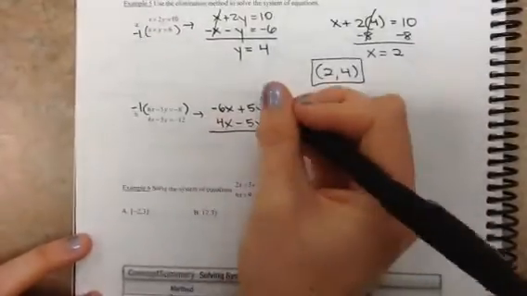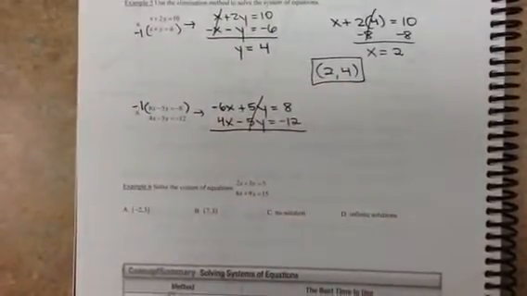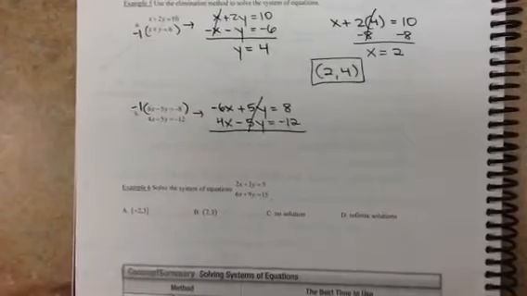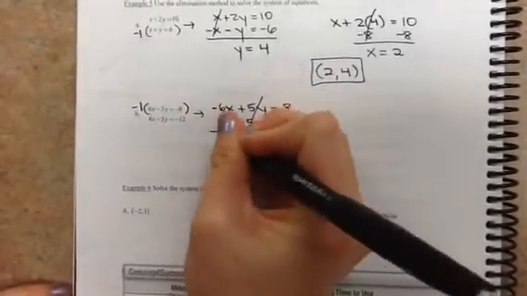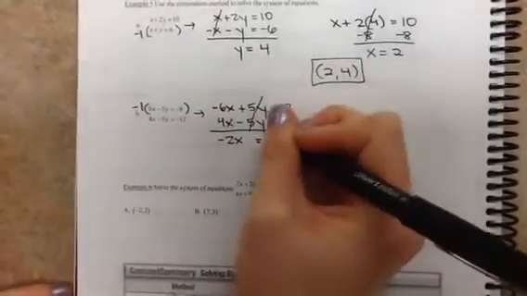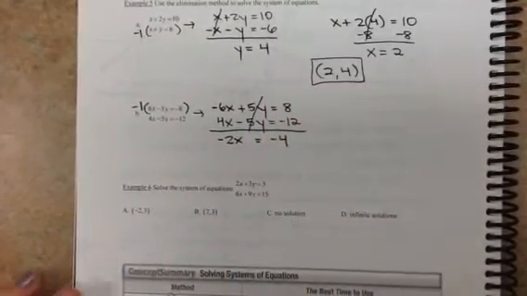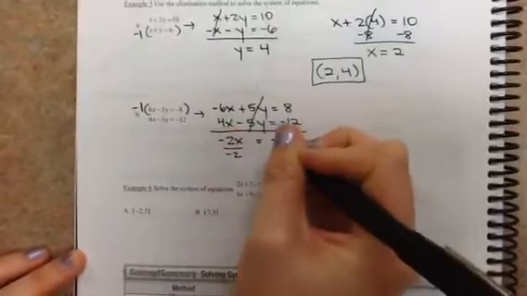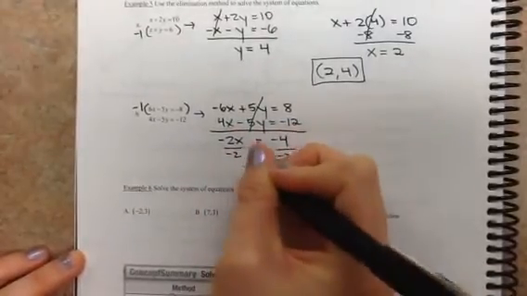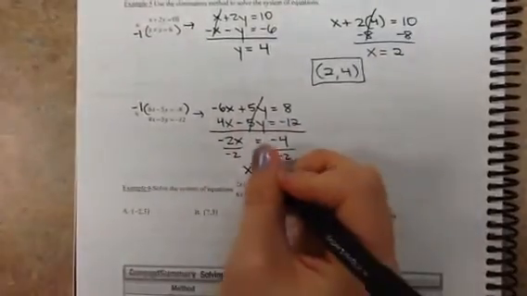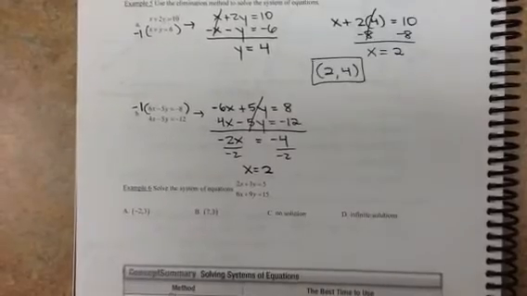Okay, so elimination, I lose the y's, and then add everything else up. So negative 6x, positive 4x, positive 8, negative 12. So last step would be to divide by that negative 2 to get x by itself. So careful here, negative divided by a negative leaves me with a positive 2.